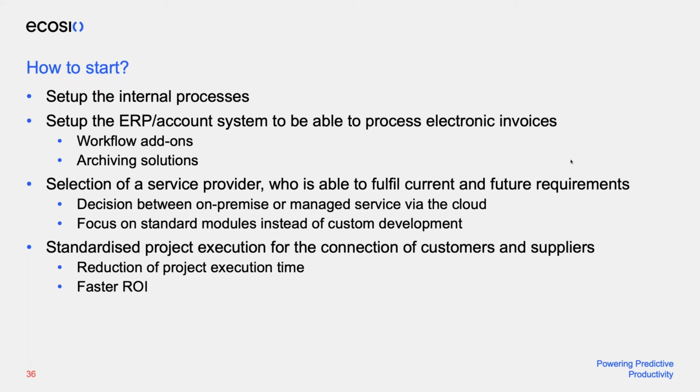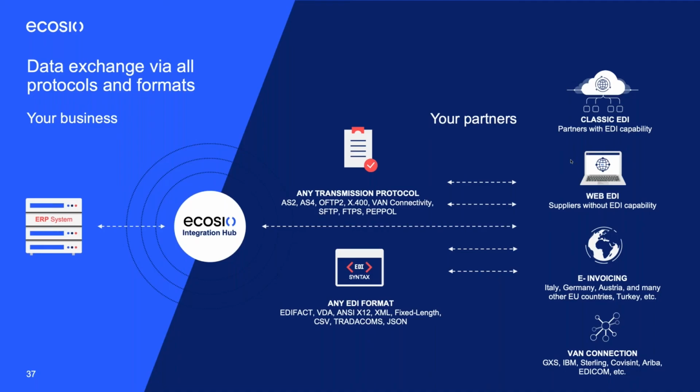So if we are to look at the big picture, one would need one central connection from the ERP system to a central integration hub. Here, Ecosia is shown as an example, could be any other system. And the integration hub then typically abstracts from the complexity on the right-hand side. And the complexity lies in the fact that there are various different transmission protocols, that there are various different EDI formats, and then there are different partners where you have to send the information to or get information from.